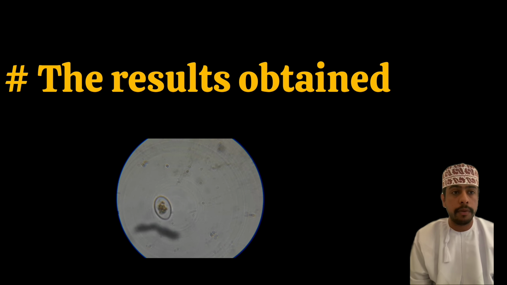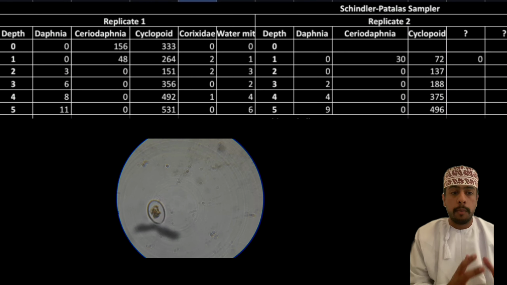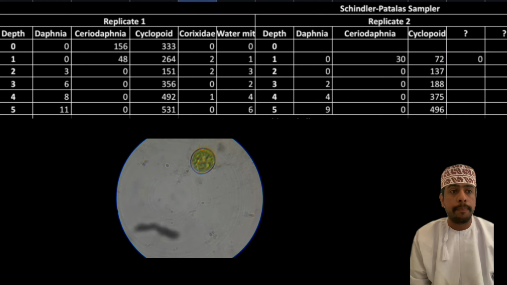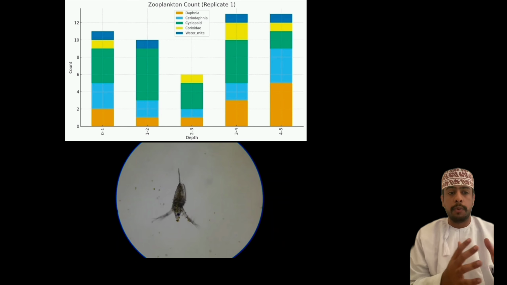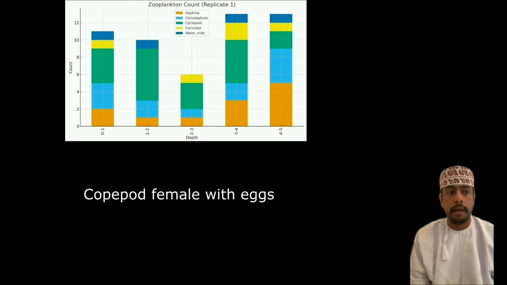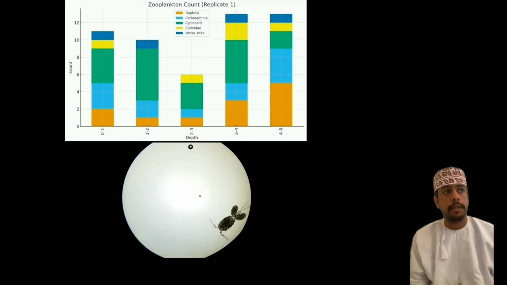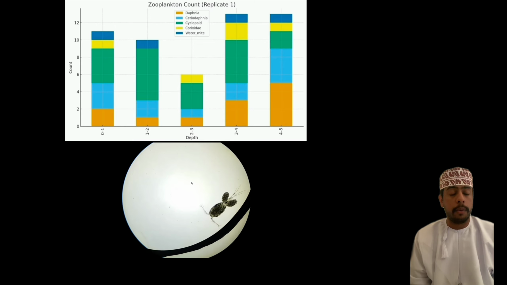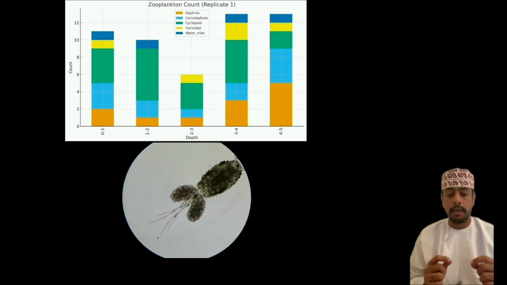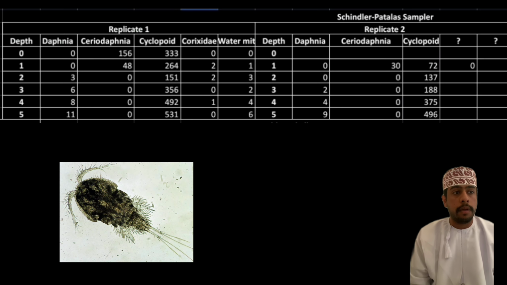The results show a variety of different species, but most of them were cyclopoids and Ceriodaphnia, and also a little bit of small daphnias, which we measured. Also, there was a difference with depth. It was increasing with more depth. When we go to greater depth, we see more zooplankton in our samples, counted under the microscope.